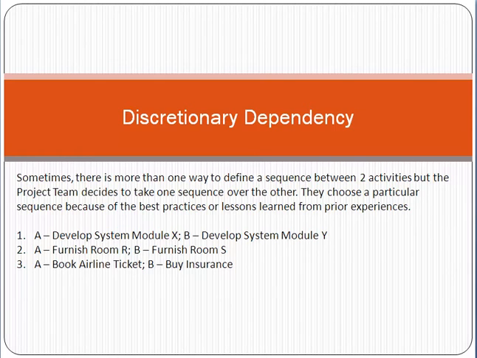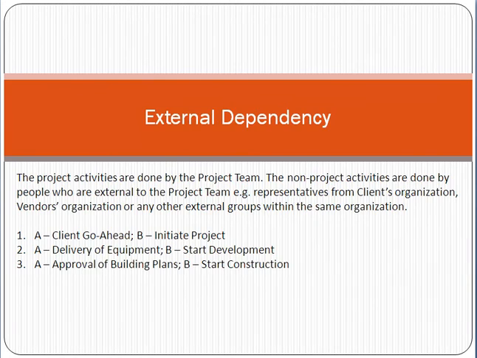Another example, furnish room R, then furnish room S; book airline ticket, then buy insurance. So all these discretionary dependencies are based on past experiences or best practices. Remember friend, these are not mandatory dependencies, these are dependencies defined by the project team. External dependency. Friend, the external dependency means that activities are done by the project team.